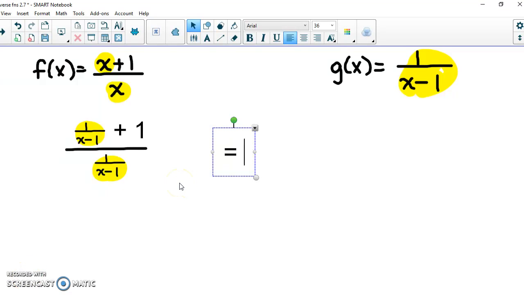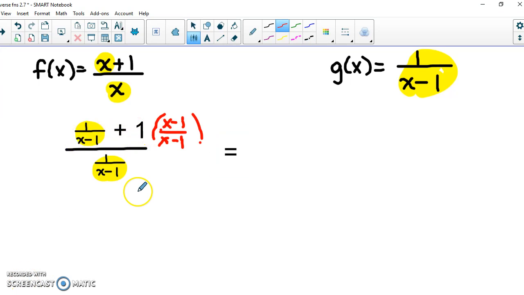Now, the first thing I want to think about is I've got a fraction within a fraction. This is a mess. I need to at least try to see if I can combine these two in the numerator. All right, so what I'm going to do then is multiply the 1 by x minus 1 over x minus 1, because that'll be my common denominator.